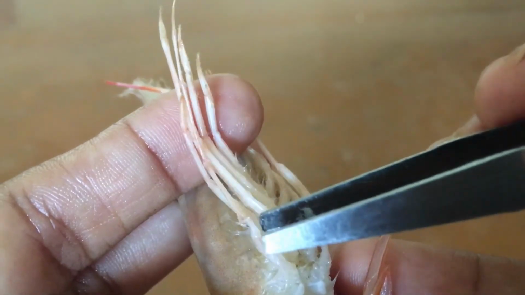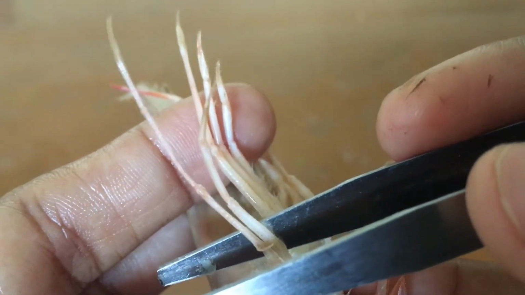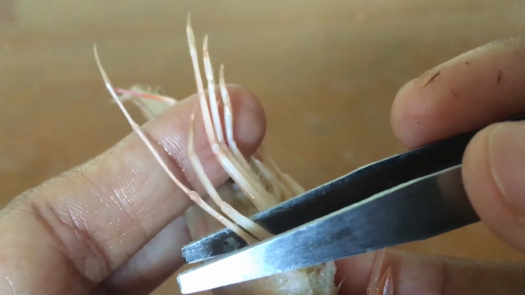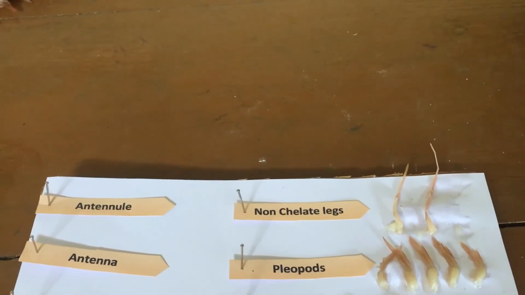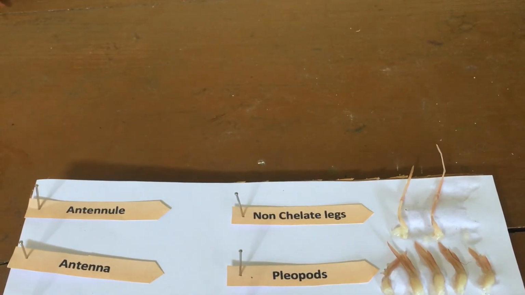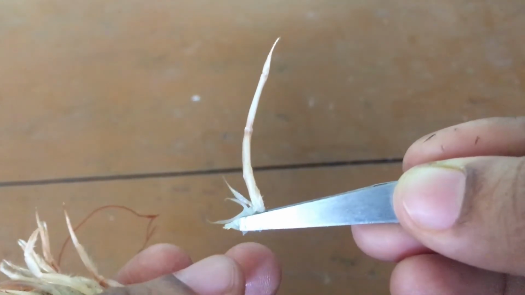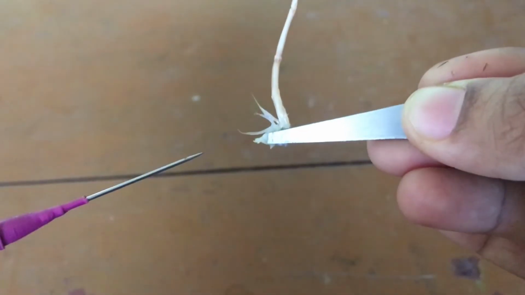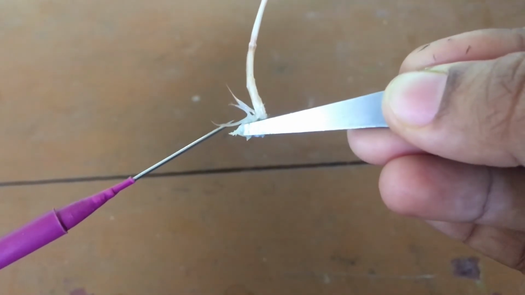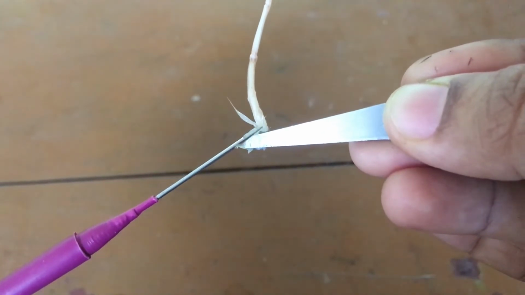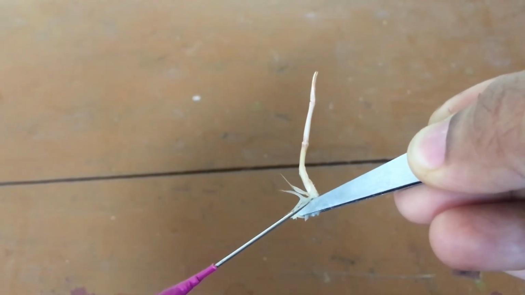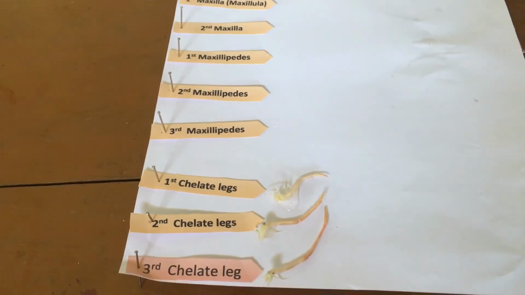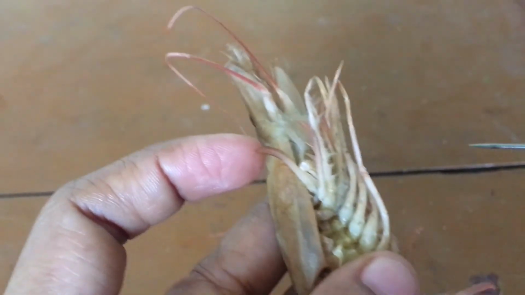Chelate legs. And the remaining 2 are non-chelate legs. Their tips appear pointed very clearly. I will show you. I have fixed the 2 non-chelate legs here against this flag. Then here I have plucked out the 3rd chelate leg. At the base of it, we can see the Y-shaped epipodite. All the chelate legs possess a Y-shaped epipodite. That one also I have fixed against its corresponding flag. First chelate leg, second, and third. In the case of freshwater prawn, there will be only 2 chelate legs.